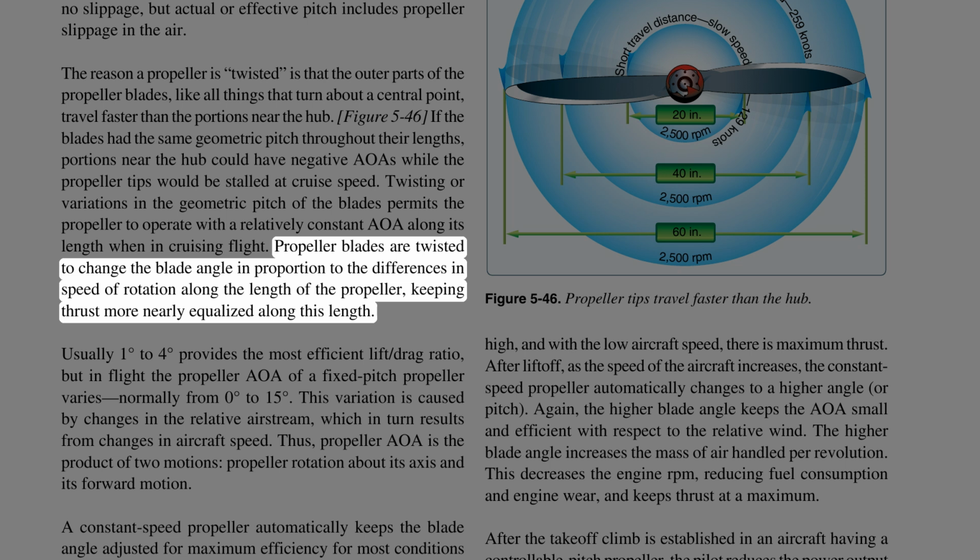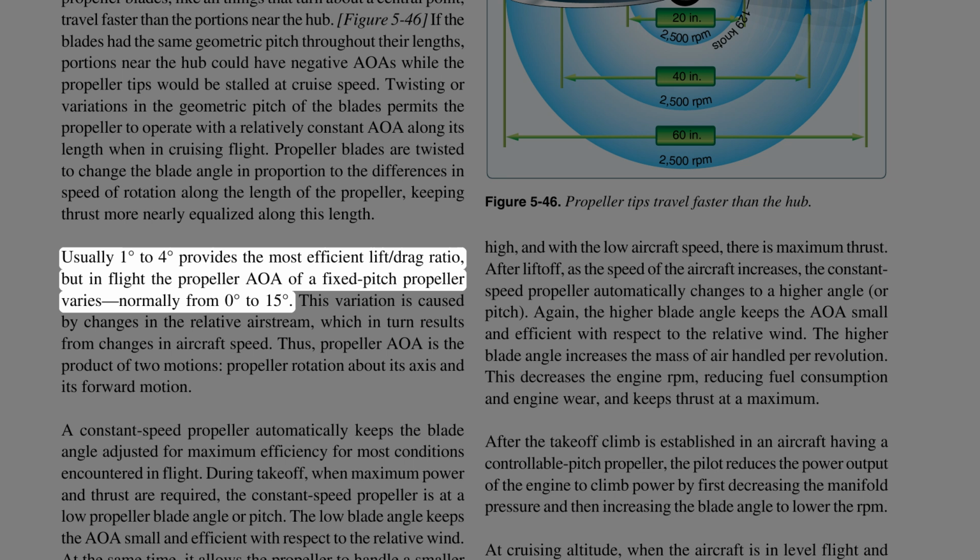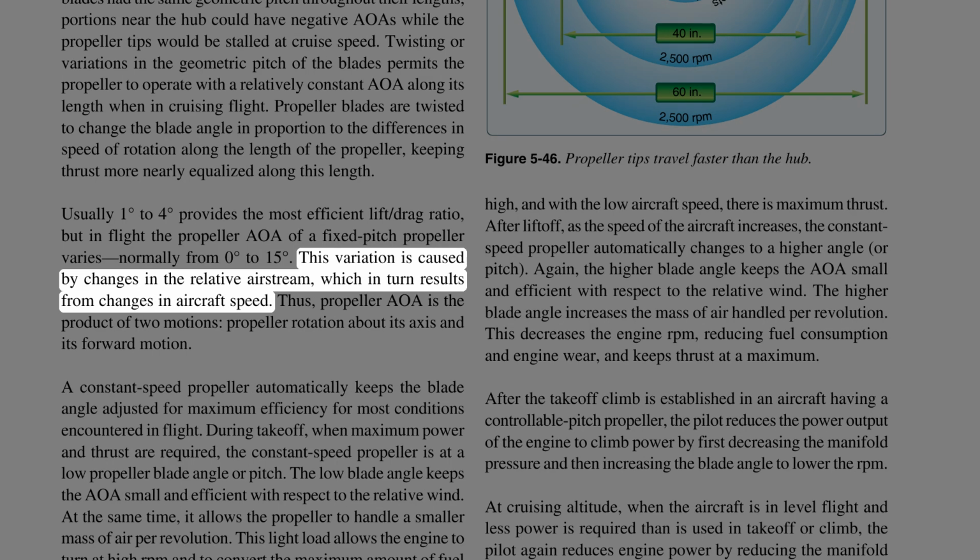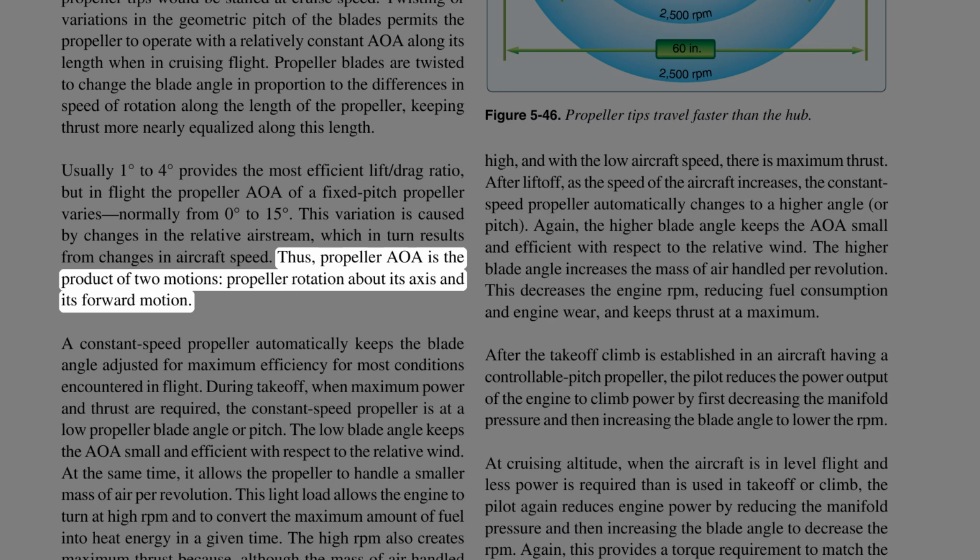Propeller blades are twisted to change the blade angle in proportion to the differences in speed of rotation along the length of the propeller, keeping thrust more nearly equalized along this length. Usually 1 degree to 4 degrees provides the most efficient lift-drag ratio, but in flight the propeller AOA of a fixed-pitch propeller varies, normally from 0 degrees to 15 degrees. This variation is caused by changes in the relative airstream, which in turn results from changes in aircraft speed. Thus, propeller AOA is the product of two motions: propeller rotation about its axis and its forward motion.